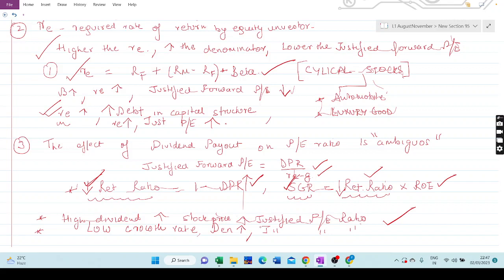That is why the effect of dividends on your justified P/E ratio is ambiguous. Dividend payout is in your numerator, so a high dividend payout should increase the stock price. But a high dividend payout reduces the retention ratio, which reduces the growth rate, and a reduced growth rate should result in a lower justified P/E ratio. So the effect of dividends on justified P/E ratio is ambiguous. Have we understood this point? Are there any doubts, please?